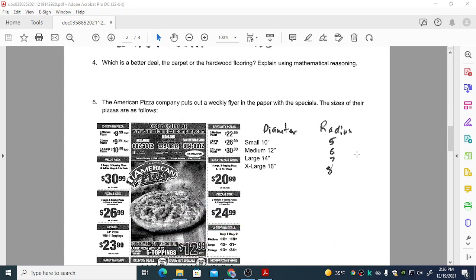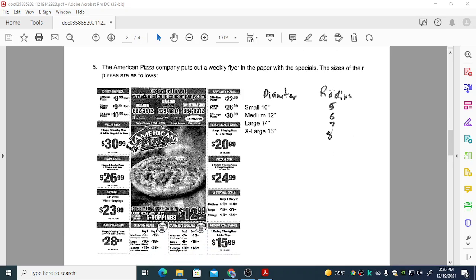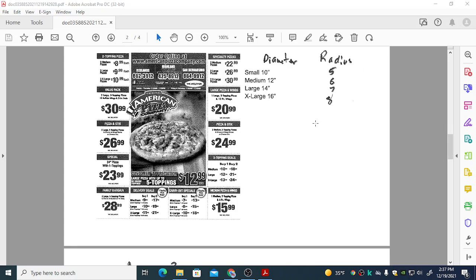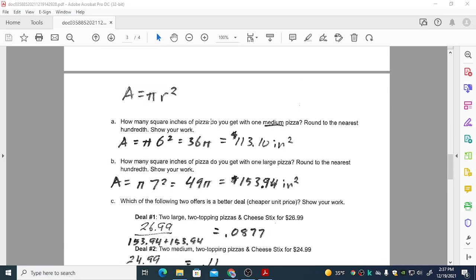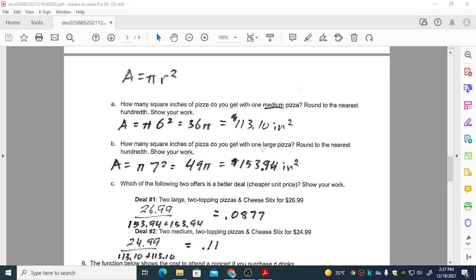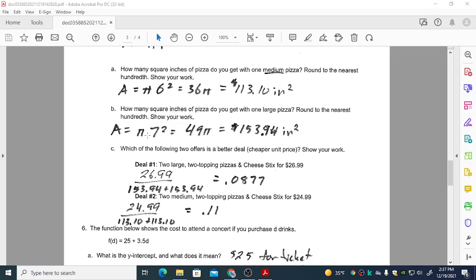Okay, so question 5, they give you the diameter of the pizzas in this pizza deal. I wrote down the radius dimension, basically dividing each of those by 2. So when we go to compute the area in A and B, and here's my area formula for my circle, I remember to use my radius. So area is pi times the radius squared. So my medium pizza is 6 inches. That's 36 pi. I put a dollar sign, but I scratched that out. That's wrong. This is just square inches. 113.10 square inches.